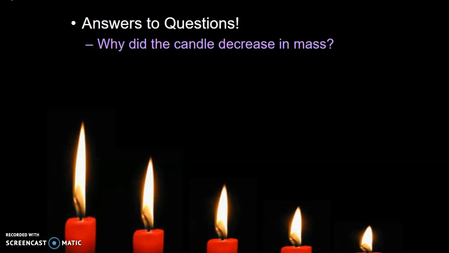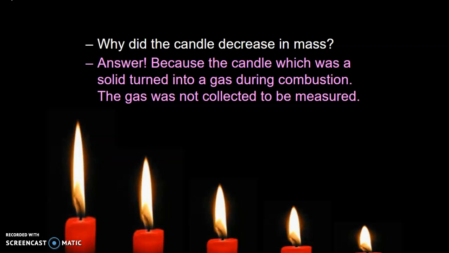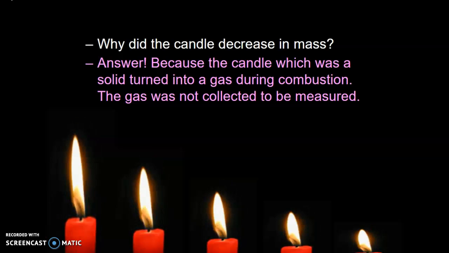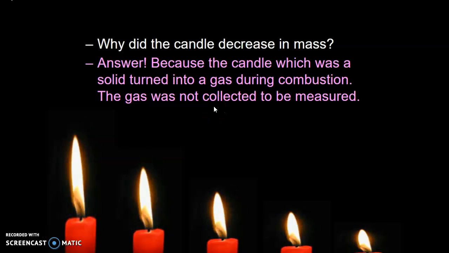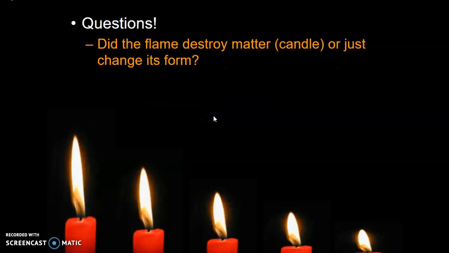So why did the candle decrease in mass? Well, it's because the candle, which was a solid, ended up turning into a gas during combustion. So not just gas, we can also see that it kind of melted into a wax, but then some of that wax ended up turning into gas. So the gas was not collected to be measured, but there wasn't really any way for us to contain the gas and then to put that on a scale. So we weren't able to know how much that was, but we can get that from our subtracting.